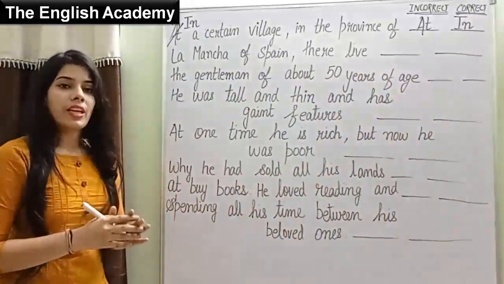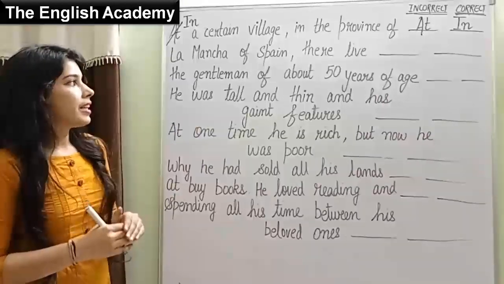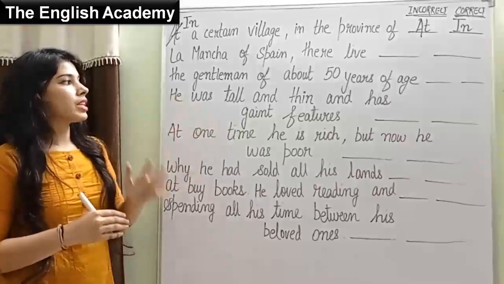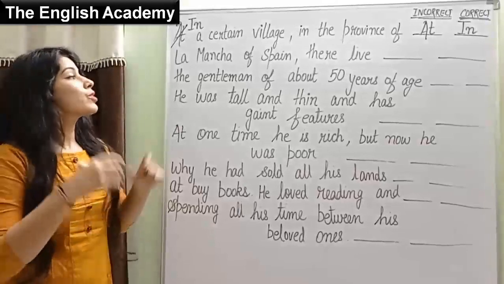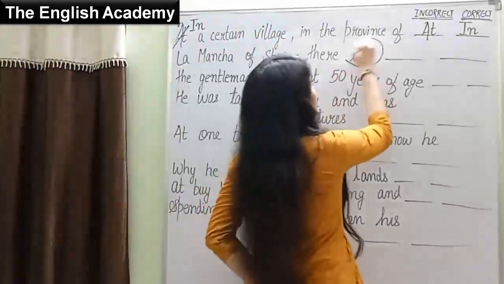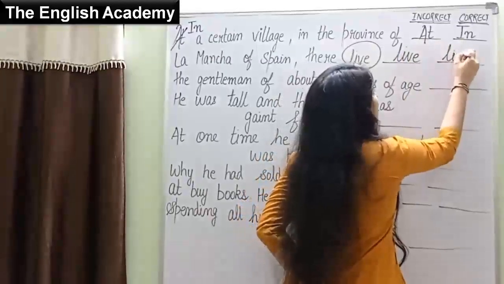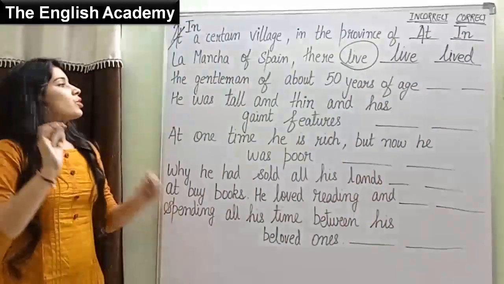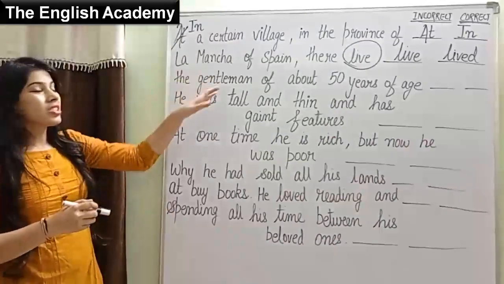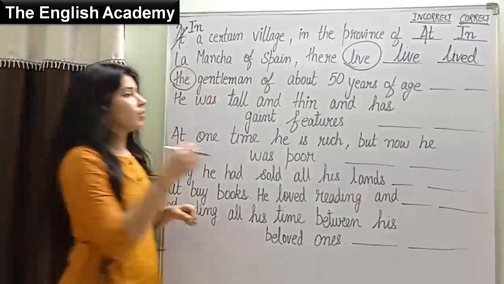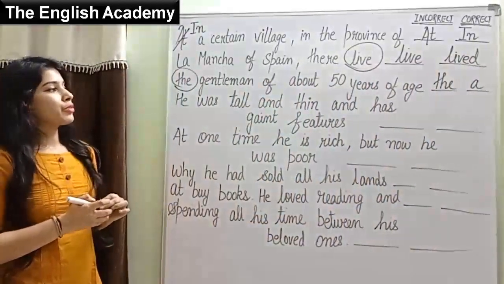In a certain village in the province of La Mancha of Spain, there lived the gentleman of about 50 years of age. Means we are talking about a story which had already happened. So this is the past one. So live verb is not suitable here. We'll write lived. So there lived the gentleman of about 50 years of age. The gentleman, you are talking about one only, na? So a gentleman of about 50 years of age.